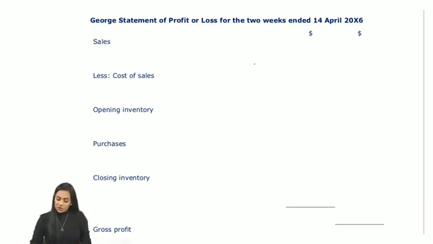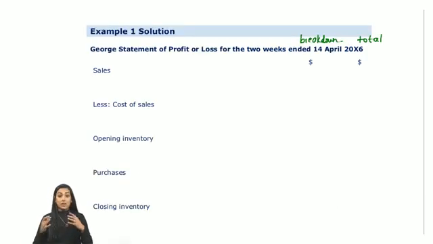Now do you see there's 2 columns here? Now a lot of people think debit column, credit column. No. This is the total column, and this is just a breakdown column, okay? And I'll show you what I mean. You start off with sales, a total sales of 12,000, that goes here.